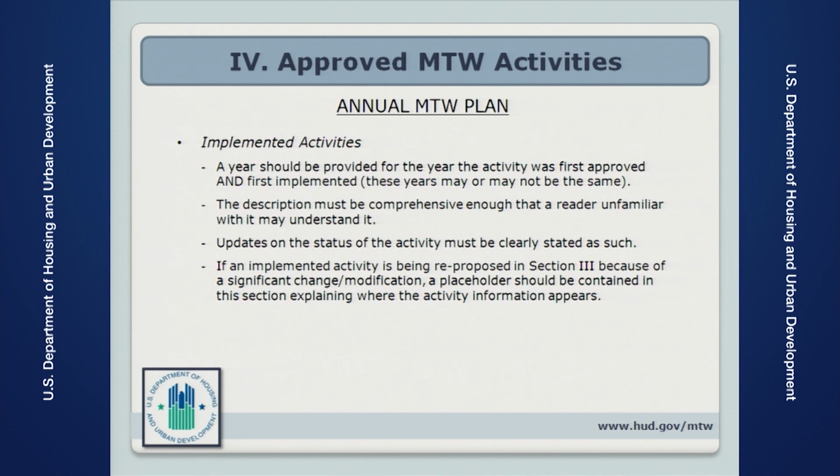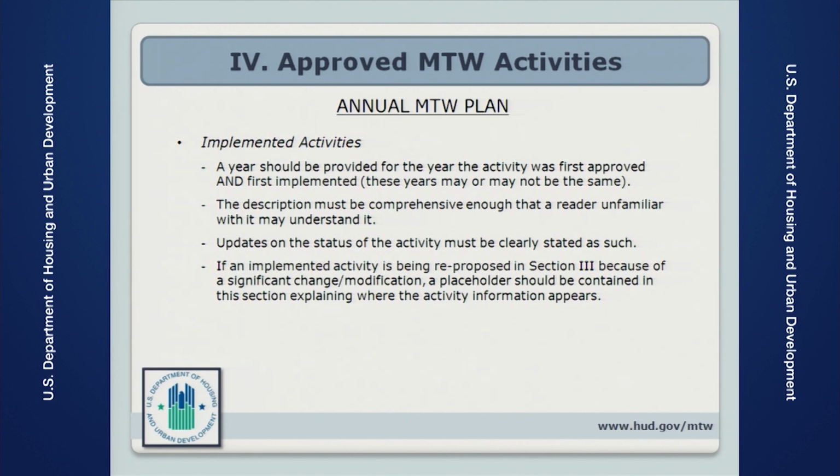The description, we want to just note, really needs to be comprehensive enough that someone who is unfamiliar with the activity can understand the crux of it. Sometimes we do get very short descriptions of ongoing activities or approved activities in the annual plan, and they don't need to be as long as the original proposed description, but they do need to have enough context to understand what the actual activity is, how the MTW flexibility is being employed. The updates on the status of the activity need to be very clearly stated, and so you just want to be very careful not to just simply copy text from the plan, but to make sure it is getting updated to clearly reflect changes in the status of the activity as you move forward with it.